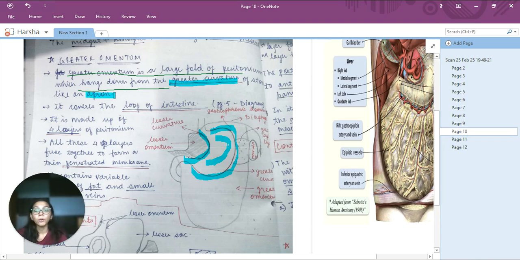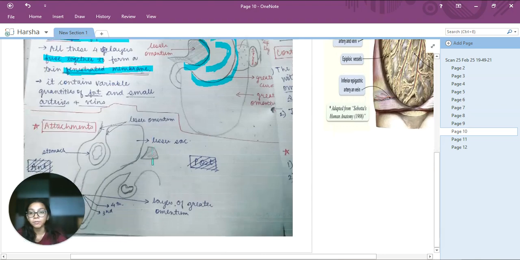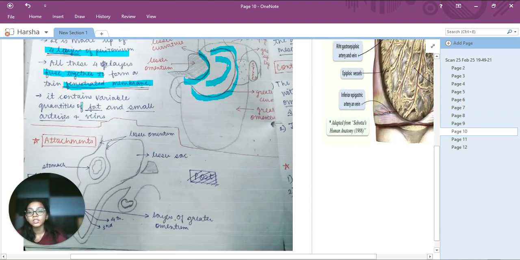So, when it hangs down from the greater curvature of the stomach, it covers the loops of the intestine, and most importantly, it is made up of 4 layers of peritoneum. All these 4 layers fuse together to form this thin fenestrated membrane. It contains variable quantities of fats and small arteries and veins.